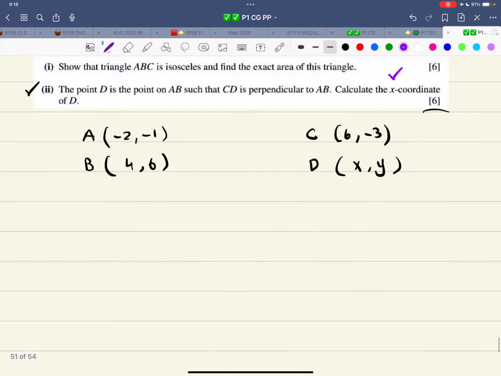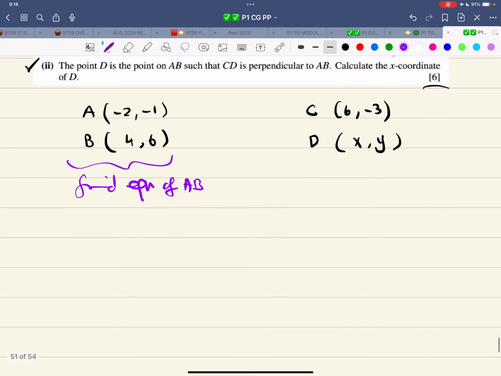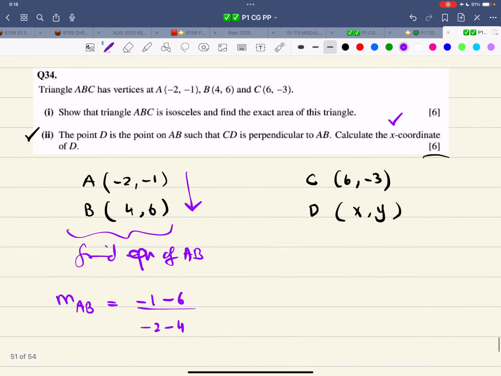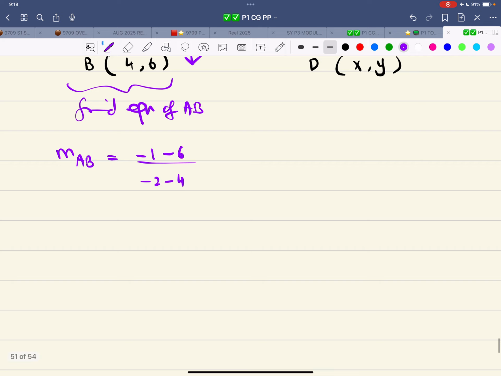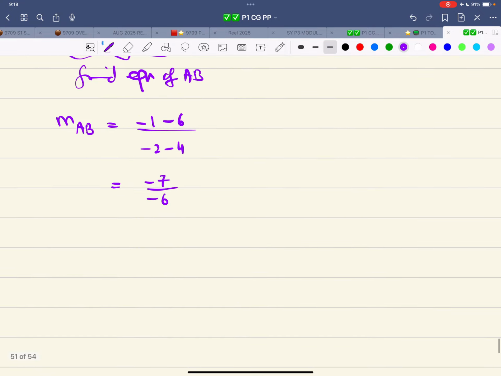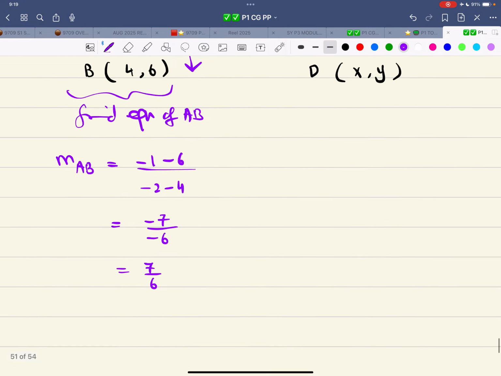Let's see. Now D lies on AB. That means let me find the equation of AB. So therefore the gradient of AB, let me draw this arrow. That's how I work. (6 minus -1) divided by (4 minus -2). And let me always double check. It's all good, all clear. So -2, -1, good. 4, 6 right over here. So now this thing comes out to be 7 over 6. That's the gradient of AB.